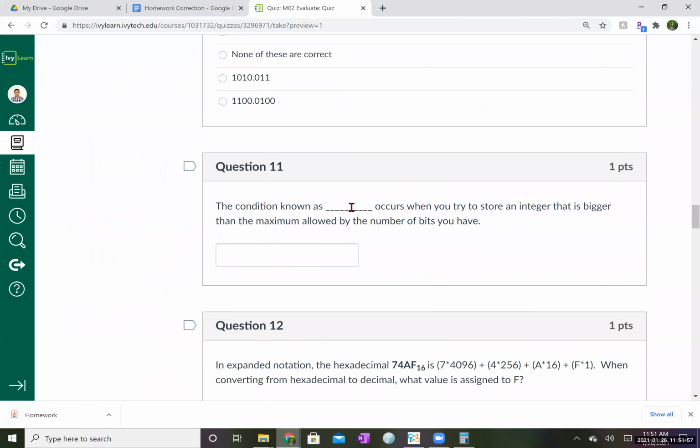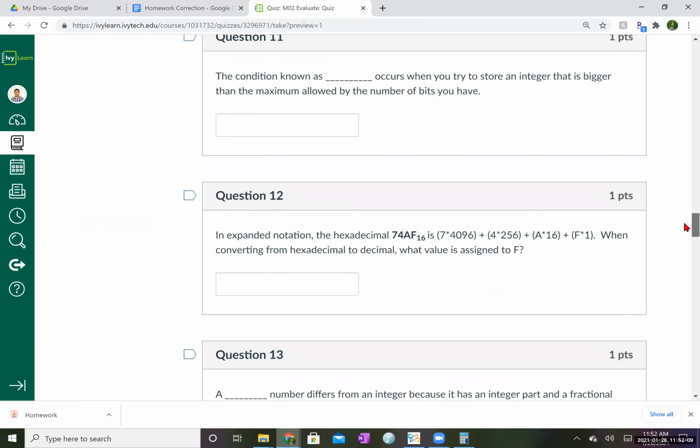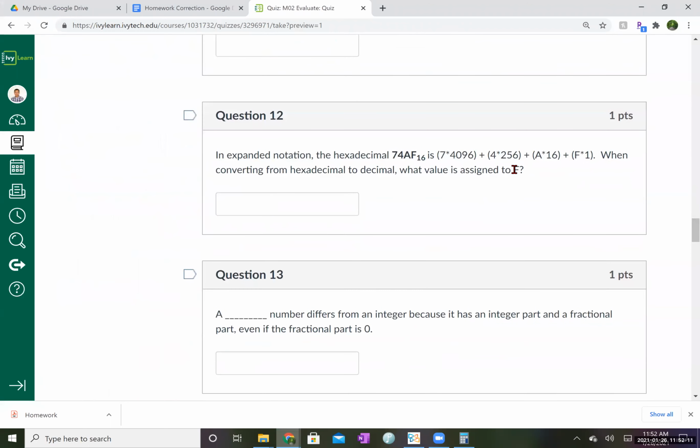What do you think? What is the condition here? Bigger than the maximum allowed number. Overflow? Yes, overflow. You don't have enough to store it, right? What do you think is the answer here? Is it 15? Yeah, 15.